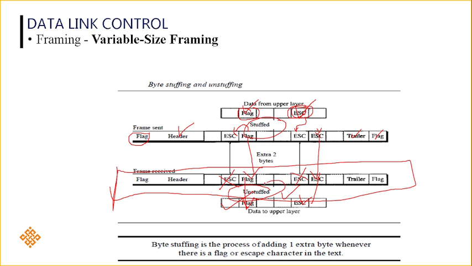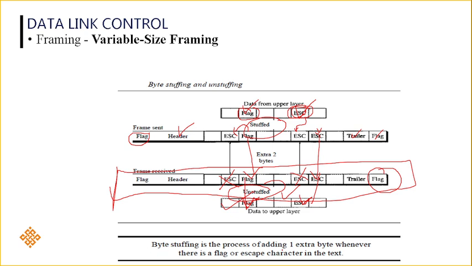Here we are going to unstuff, meaning we are going to remove those extra data which we added, and only the flag and escape are printed. So in this way, lastly, the flag will come, which indicates that it is the end of the frame. So in this way, byte stuffing will work.